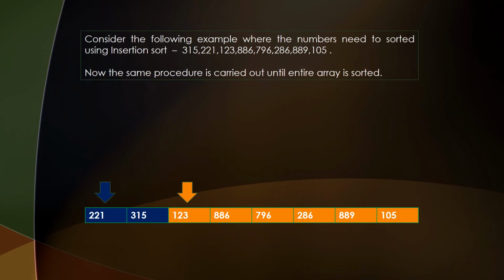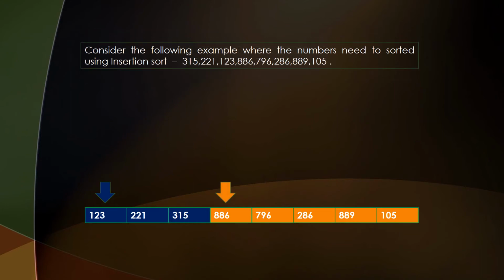The blue arrow indicates the currently swapped element and the orange arrow indicates the element which will be swapped next, or rather which is at the front of the unsorted array. Next is 123. 123 will again be inserted into the sorted array. So here it is, we have inserted 123 into its proper position. Since it is less than 221, it will be inserted before 221 in the sorted array.